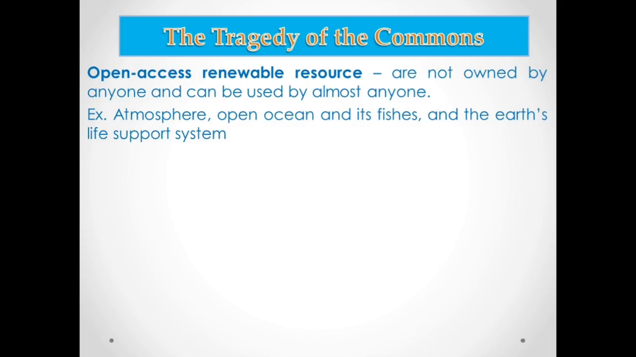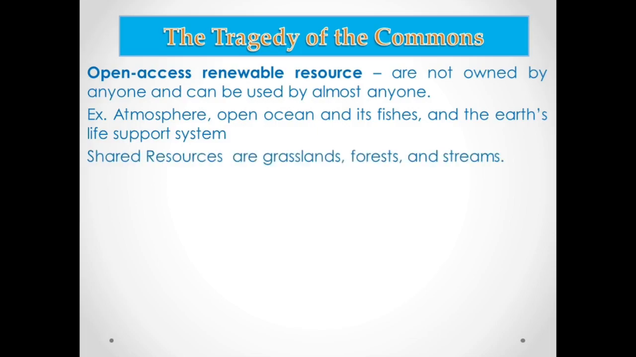Other less open renewable resources are often called shared resources, which are grasslands, forests, and streams. Many of these renewable resources have been environmentally degraded, because we can really easily access them. We can easily get our resources there because they are not owned by anyone. It is public, and almost anyone can use it. So we can get our food in the ocean, like the fish there. If it is an open environment with shared resources, then we can get our resources there.